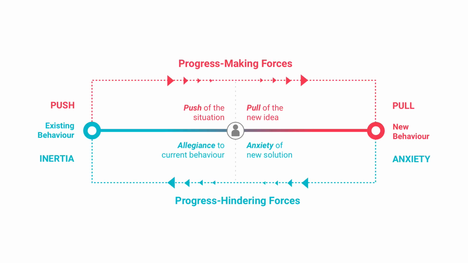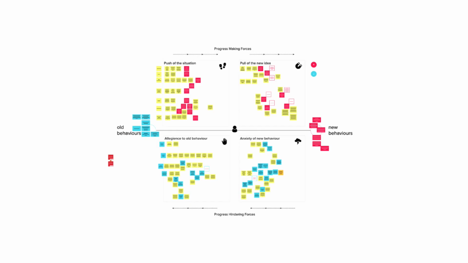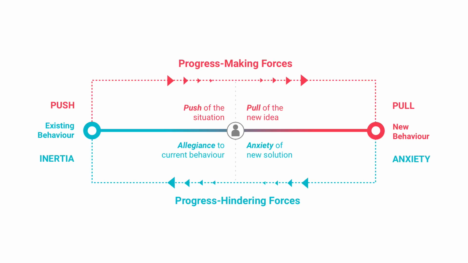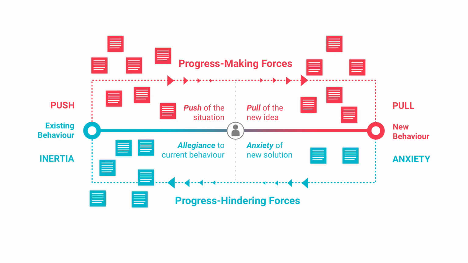But before we talk about how, let's quickly cover the canvas and its practical use. We use this canvas most frequently in workshop settings. They're mostly virtual nowadays. But that's not to say that this can't be done with a really small team or even as an activity by yourself. The idea is pretty simple. We map out all of the progress making and progress hindering forces as we can identify them. It might go without saying, but the more people involved, the more diverse these forces tend to be.